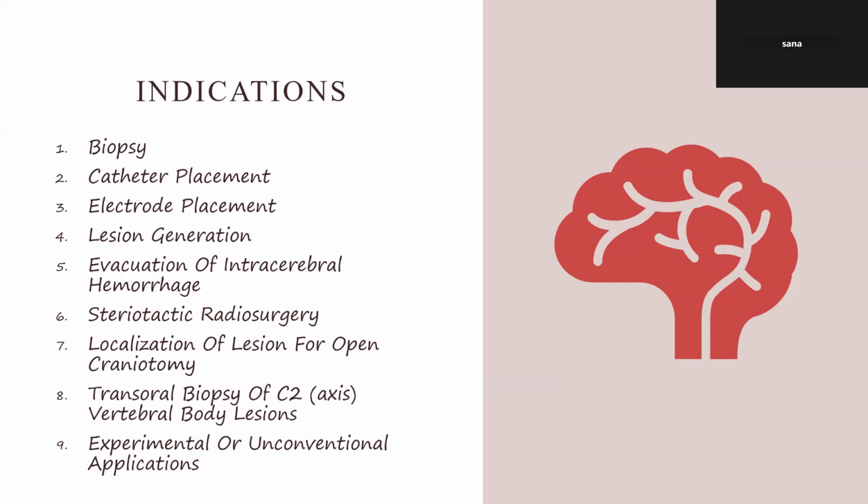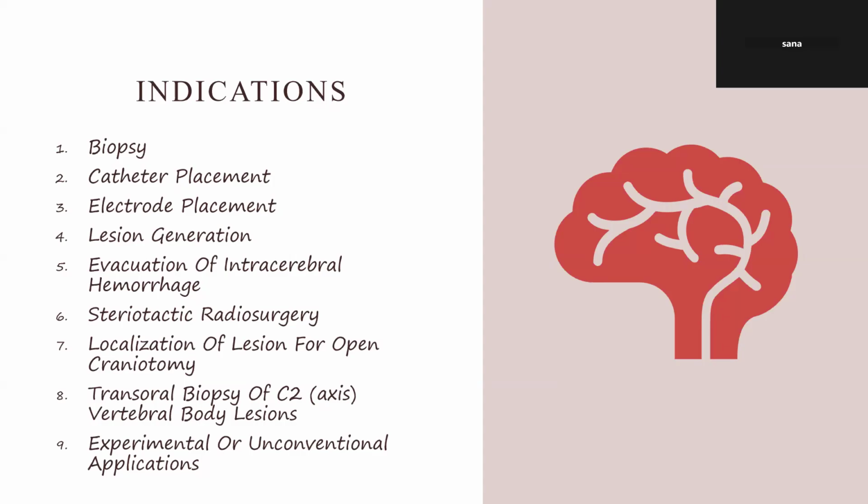In the depths, electrodes can be placed for detection of the epilepsy focus. They can be placed for lesion generation, like in DBS, where you can make a lesion. You can aspirate while utilizing specialized screw cannulas, like the Archimedes screws, for evacuation of intracerebral hematomas.